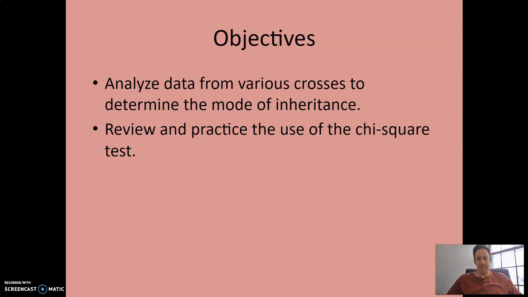So the objectives of this activity: you're going to analyze data from various crosses to determine the mode of inheritance. Is this just a simple dominant-recessive autosomal trait? Is it a sex-linked trait? Is it a monohybrid? Is it a dihybrid? Is there linkage involved? What's going on? You're going to try and infer that from data from crosses. We're also going to review and practice the use of the chi-square test.